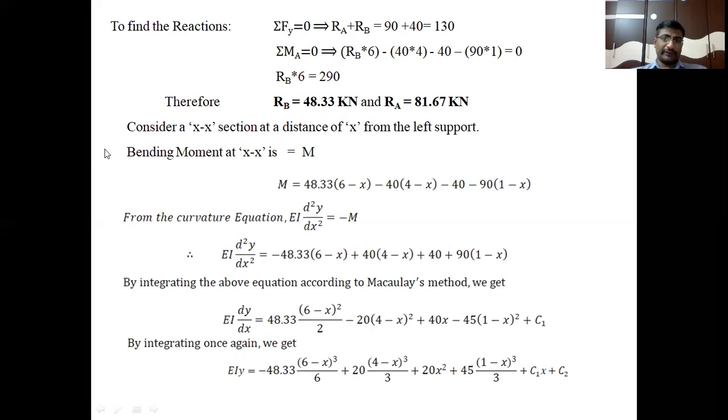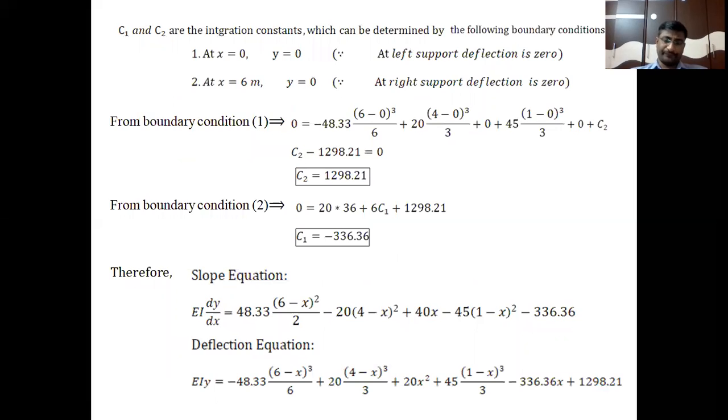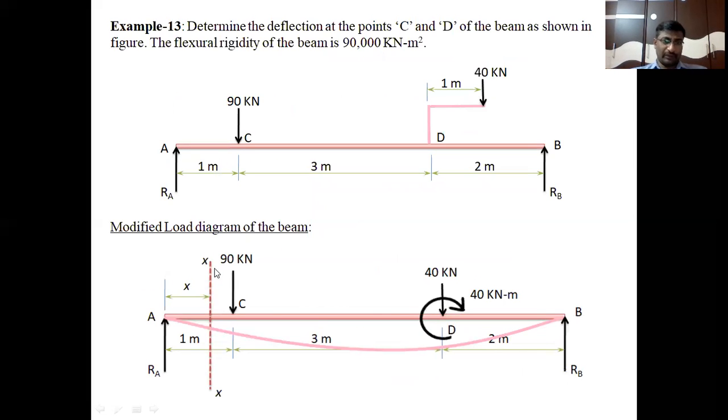After finding the reactions at the supports, consider a section XX at a distance of X from the left support. After considering the section XX, find the bending moment at XX. How to find the bending moment at XX? The bending moment at XX means the moment developed by all the forces on the right hand side of the XX section.